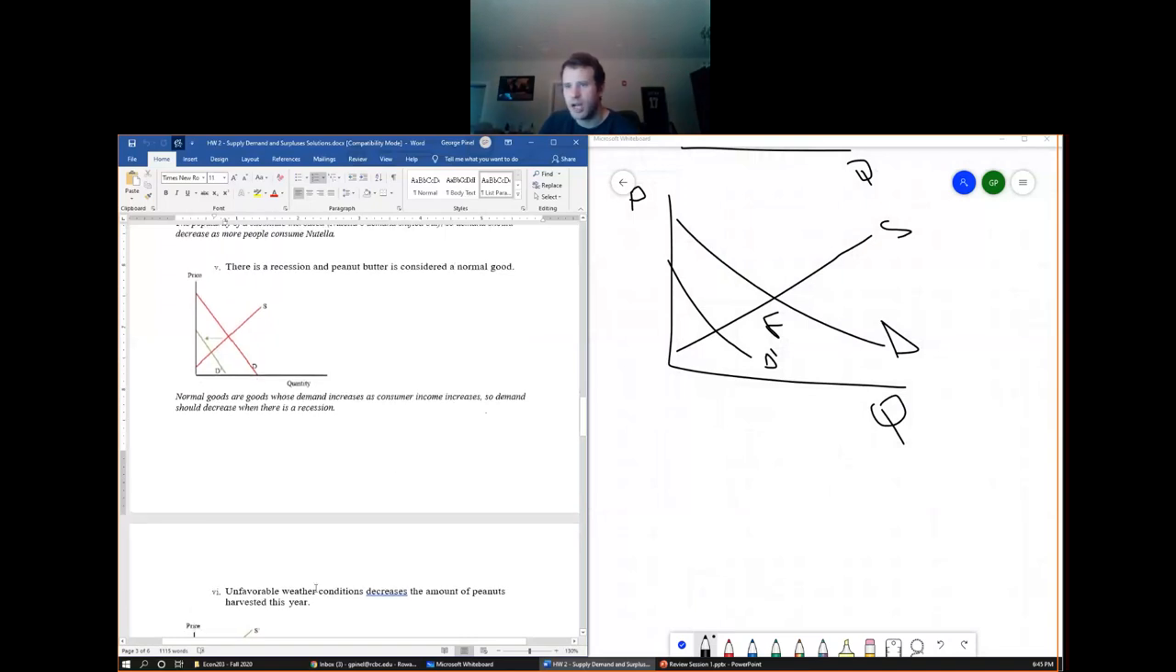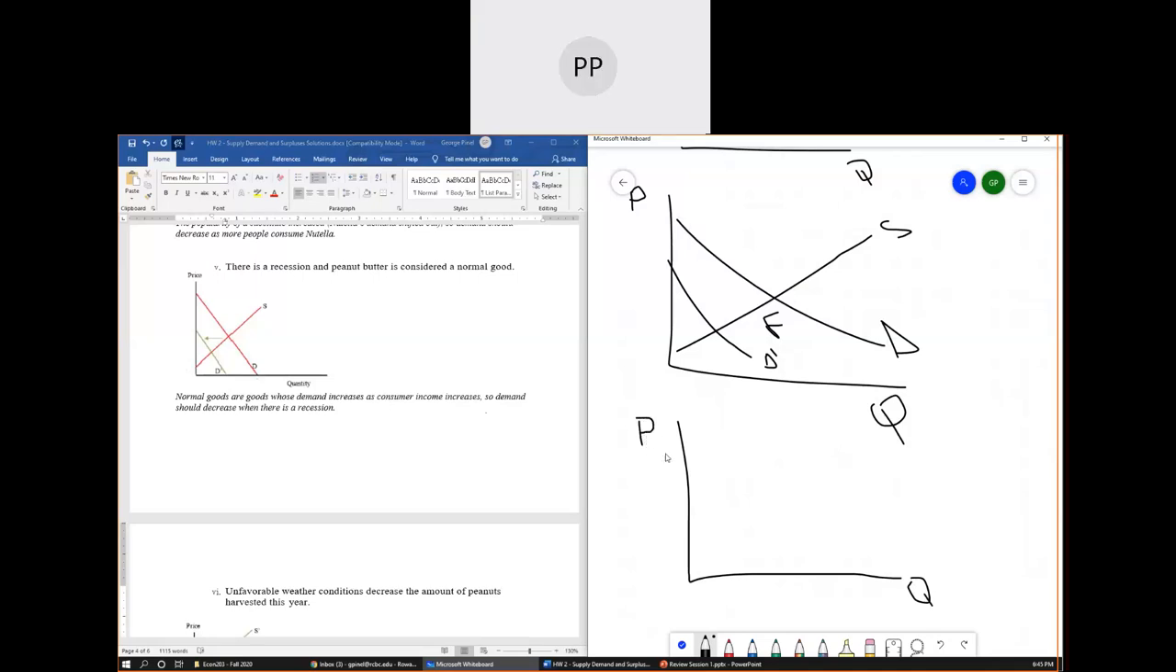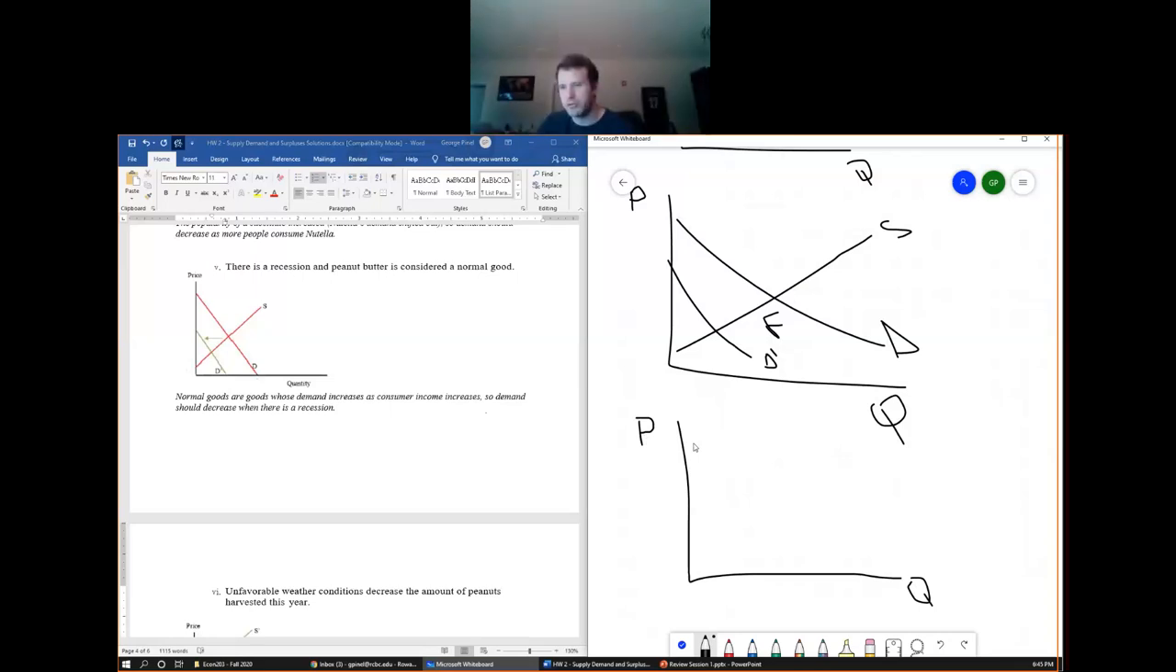Okay. Unfavorable weather conditions decrease the amount of peanuts harvested this year. Do you think this is a demand shifter or a supply shifter? A supply shifter. Right. And do you think it'll be inwards or outwards? Inwards. Okay. And why do you think that? Because they're not making as much. Yeah, exactly. It's become more expensive to make peanut butter, basically.